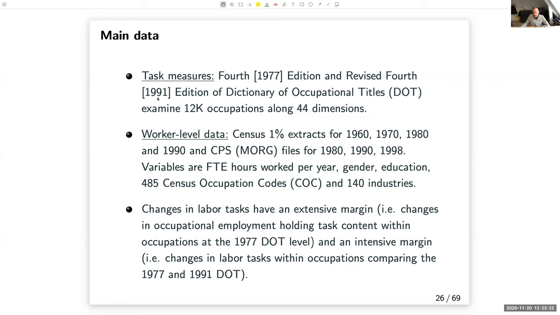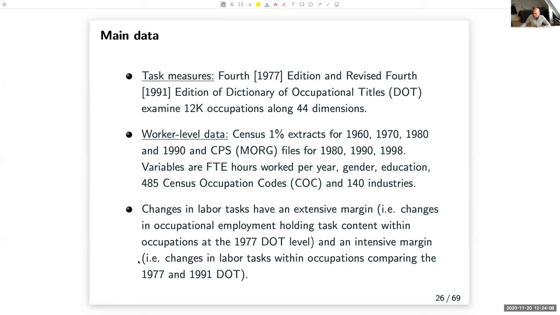The paper therefore makes a distinction between extensive margin changes in tasks, which keep the task content within occupations constant but allow occupations to grow bigger or smaller in terms of employment, making some tasks in the economy more or less important. The paper also talks about intensive margin changes, where you look at how task content has changed within each occupation rather than keeping it constant over time.